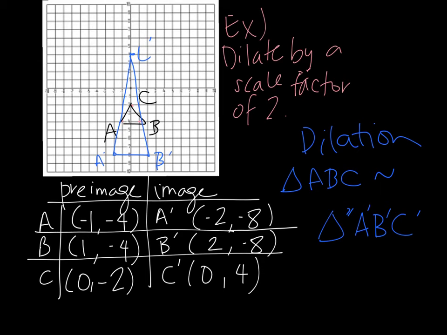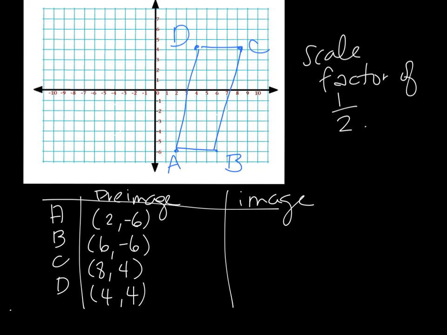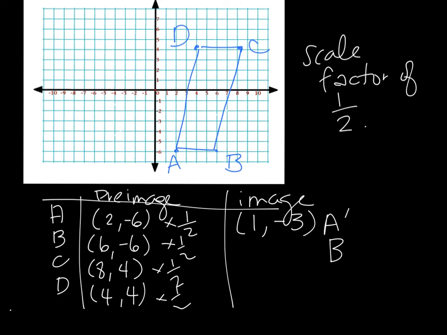All right, so we're dilating. Next, we're going to dilate it down. So we're going to reduce it. So now we're going to do a scale factor of 1/2. So it's going to reduce it. So here's my quadrilateral, the pre-image. I labeled it already. A is 2, -6, B is 6, -6, C is 8, 4, and D is 4, 4. So for each of these, I'm going to multiply it by 1/2. So 2 times 1/2 is 1, -6 times 1/2 is -3, and that's going to be my A prime.